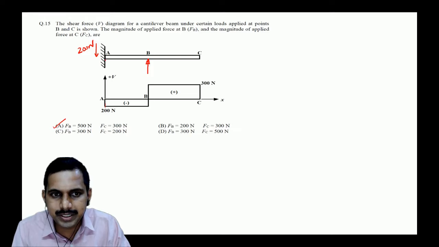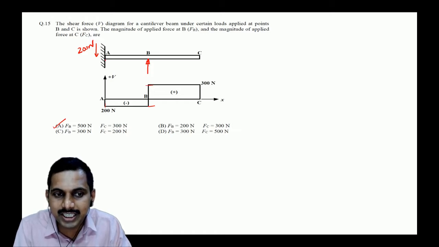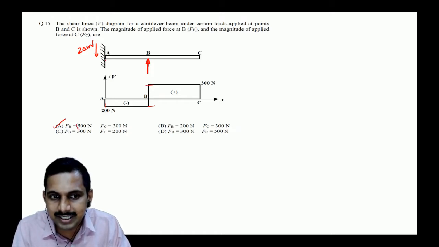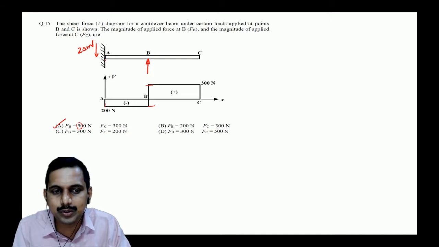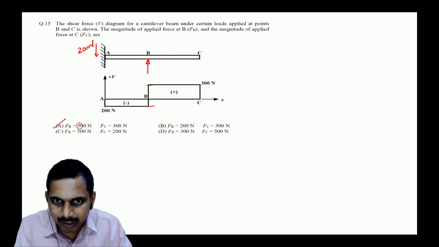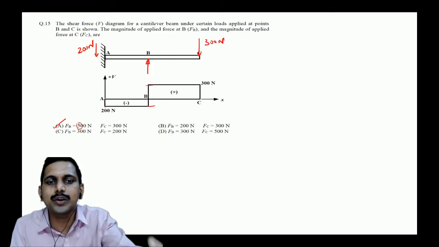Correct? Is it correct, students? So what is the change? It is 200 and 300 here. Change is 500. So this 500 is the correct one. It's not there anywhere else, so you can directly take that. But then when it comes down, it is down over here, so it is 300 Newton here. That's how you can find it out.